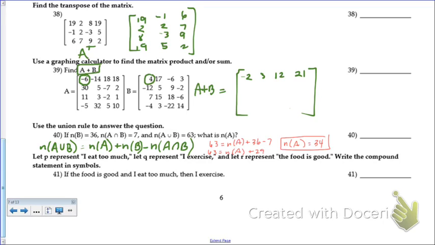And number 41, it says let P represent I eat too much, Q is I exercise, and R is the food is good. And we're going to write a compound statement in symbols. So the food is good, that was represented by R. I eat too much was P, and I exercise is Q. So this first part, the if, that's R and P in parentheses. Then, so you have to have a little arrow, Q. So that's what it would look like.